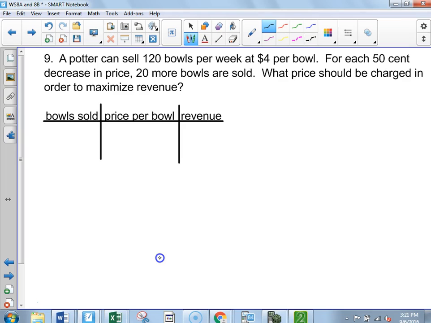Okay, so we have a potter. We don't know if it's male or female. Since the last one was a she, I'm going to go with a he here, okay? Our potter sells 120 bowls a week. So right now he's selling 120 bowls. And he's charging $4 a bowl. So how much money is in his little cash box if he sells out?